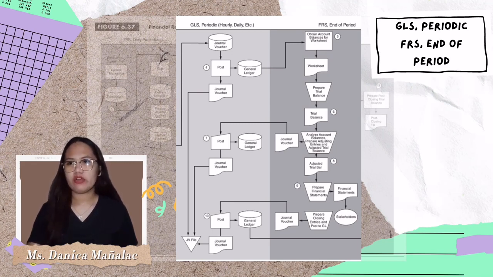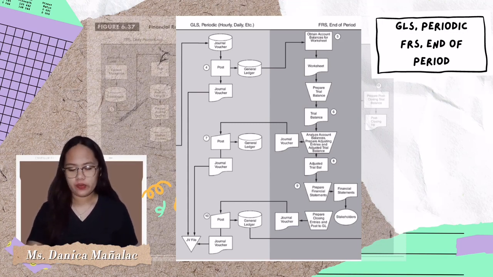And then the frequency of updating your general ledger will depend on your system integration. System integration is the process of combining different subsystems into one larger system. So for example, if your sales accounts are integrated with your general ledger, every time you update your sales account, your general ledger will also update.